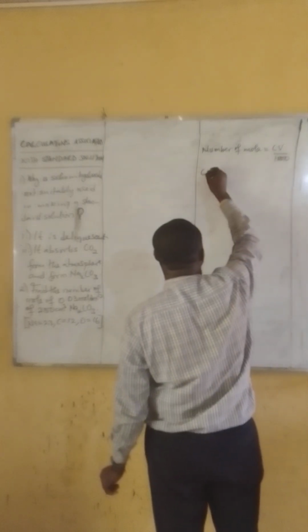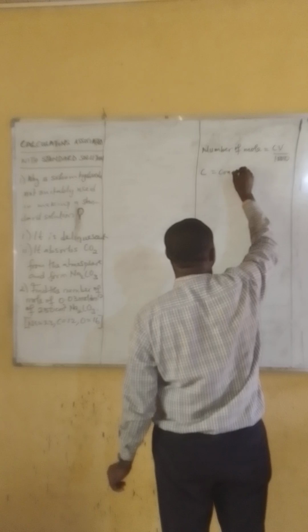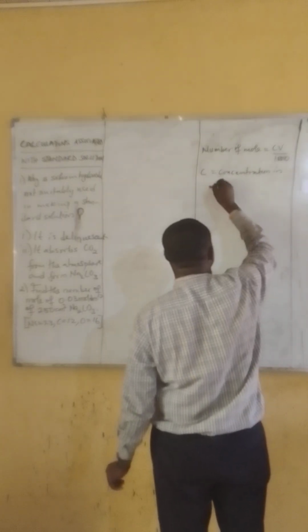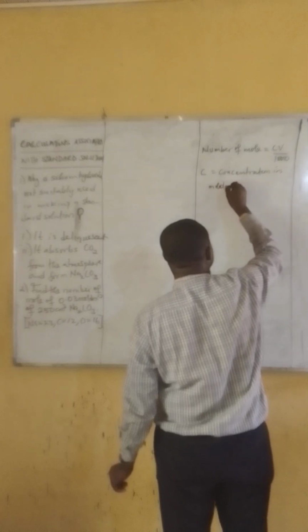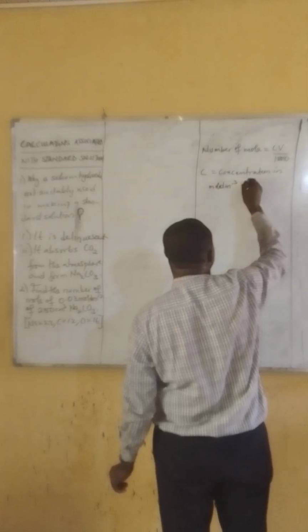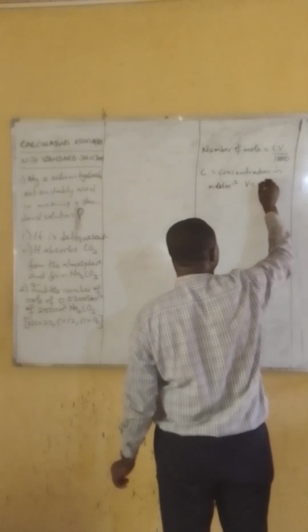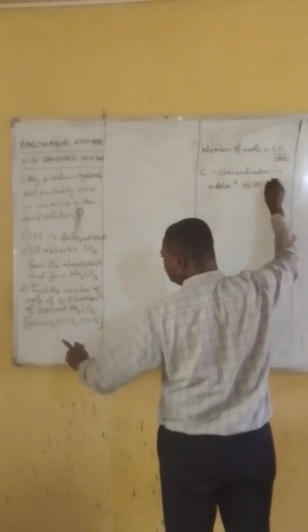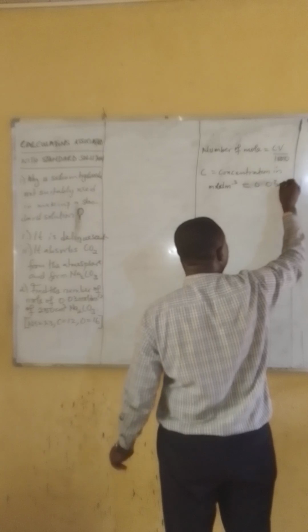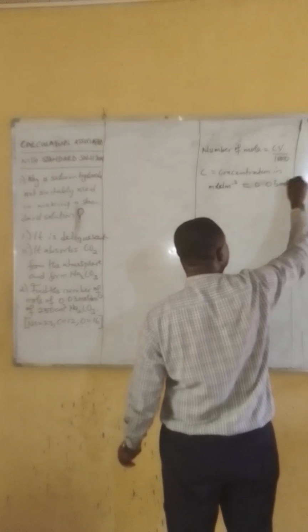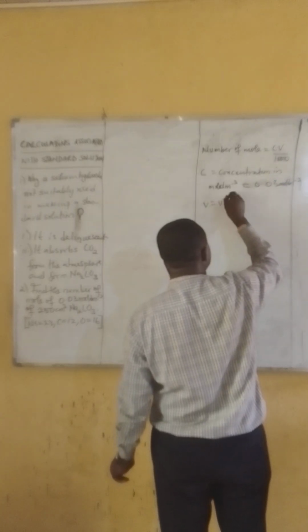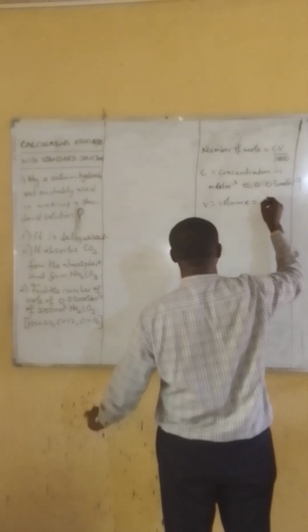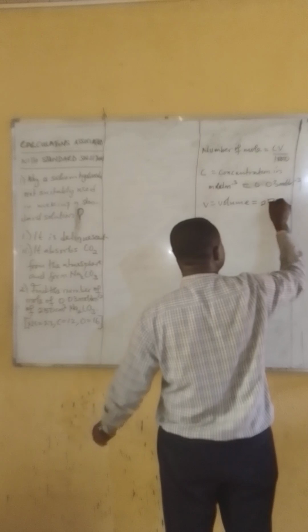Where your C is concentration in mole per dm cube, which is also known as molarity. And V is volume. And that is what, according to the question, 0.03 mole per dm cube. Then V is volume, which is equal to what? In cm cube, which is already 250 cm cube.